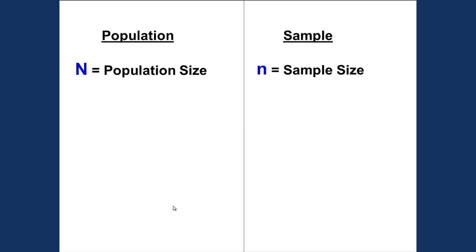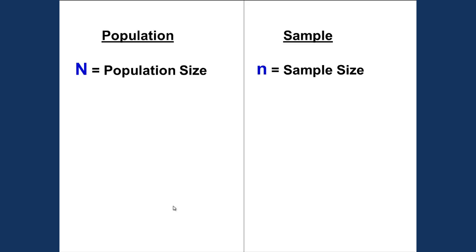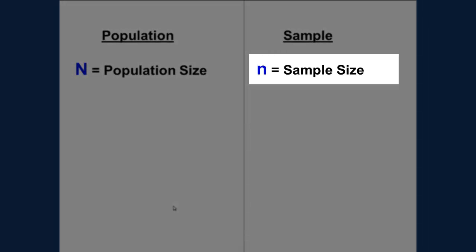First, we will need a quick review of our notation. Please learn your notation. It makes learning statistics easier and more manageable. We have two things that we'll be talking about in this video: population and sample. On the left, we have your population size, which is a capital N. On the right, we have our sample, which is indicated by a lowercase n.